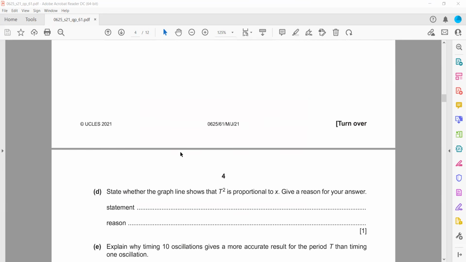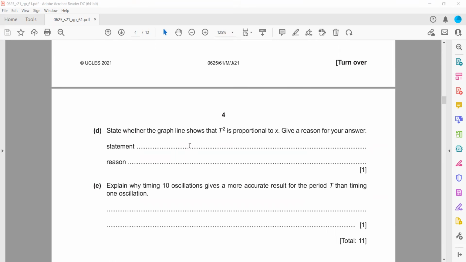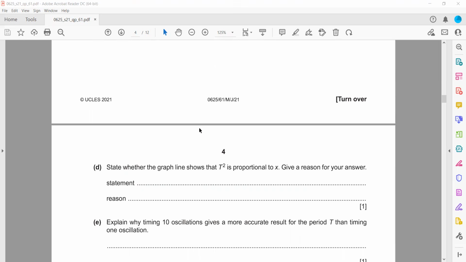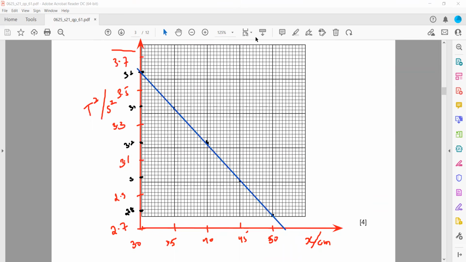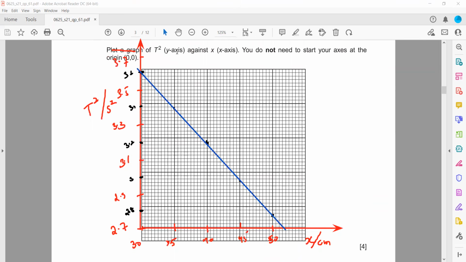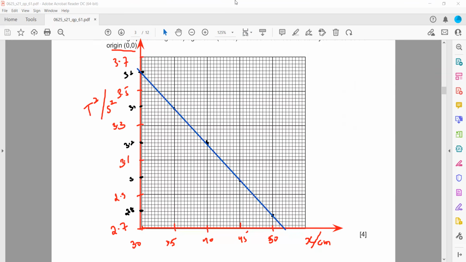The next part: state whether the graph of t square and x shows t square is proportional to x, and give a reason. Look, whenever you have a graph and you want to identify whether two quantities are directly proportional to each other, what is the condition for a directly proportional graph? It should be a straight line. That is one condition. But what is the second condition for two quantities to be directly proportional? The second condition is that the straight line should start from origin.